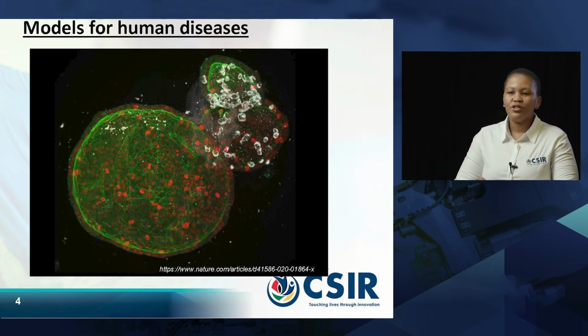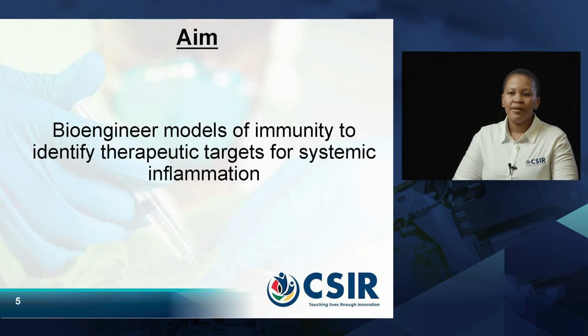And with that, here is an example of what an organoid looks like. It's an intestinal organoid that has been infected with SARS-CoV-2, displayed in white, just showing how the virus enters the organoid. These models help us to have a clear understanding of the processes that occur in response to the virus in different tissues. Now, our aim is to mimic or engineer such models of immunity in our lab in order to identify therapeutic targets for systemic inflammation.